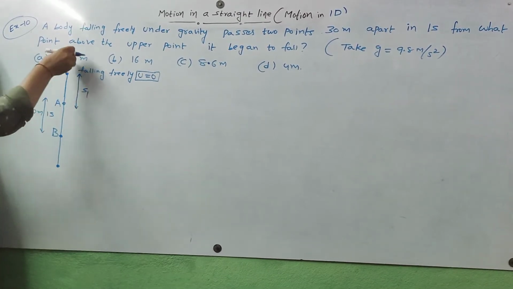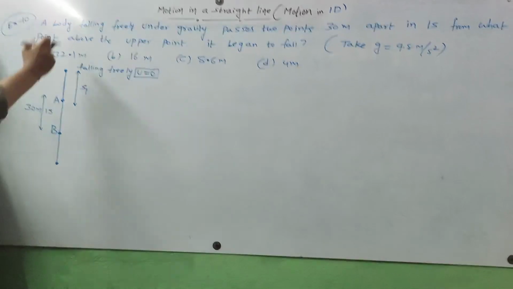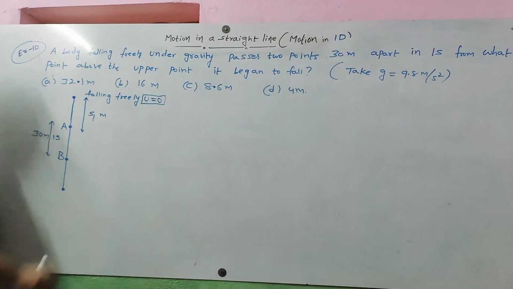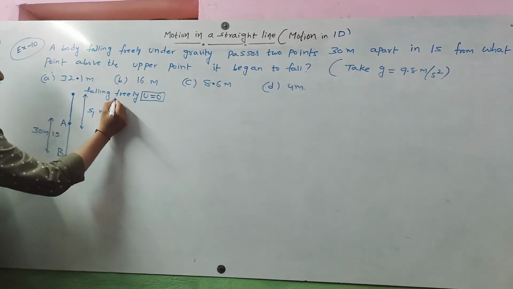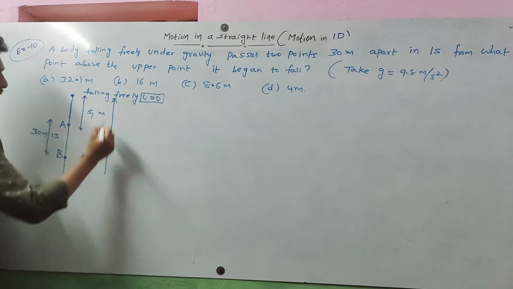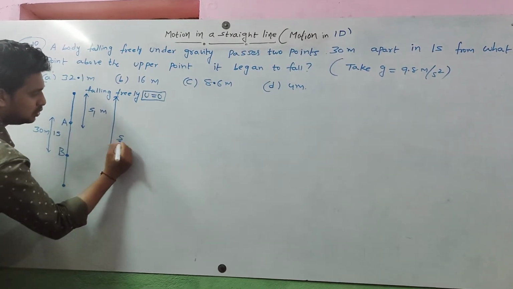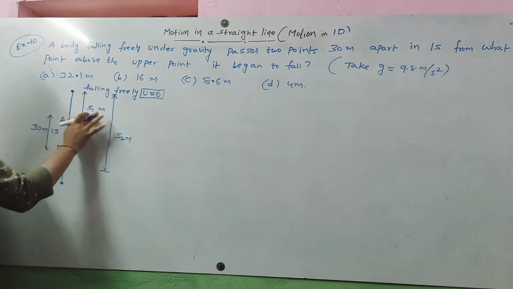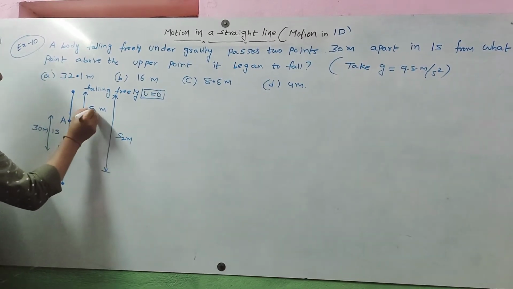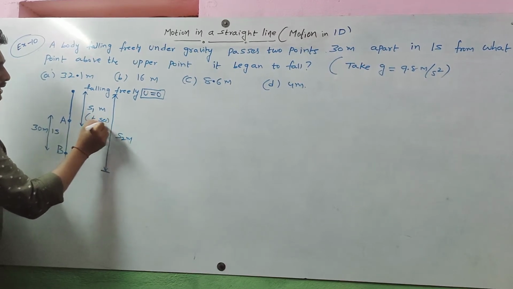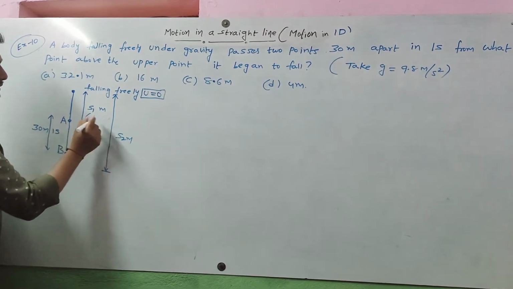The body is falling freely from a certain height. It reaches A after a distance of S1 meters, I consider. From this same point to B, I consider the distance to be S2 meters. This S1 meters distance is covered in time T1 seconds; for example, I consider T seconds.